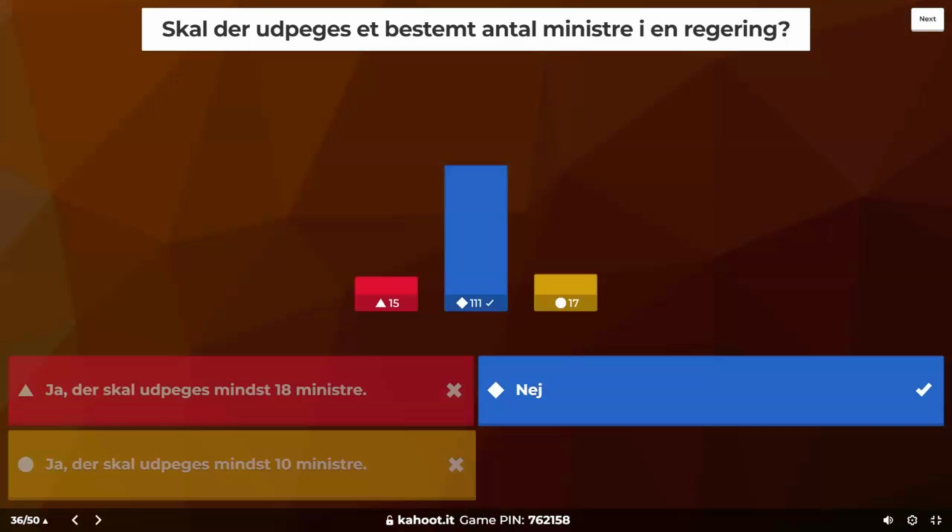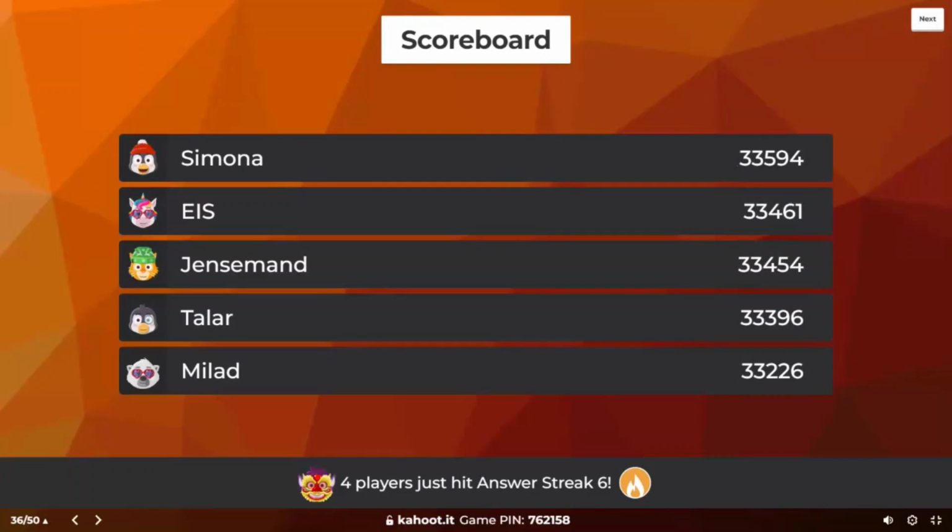The regions. This question was actually one of the earlier questions today. Next one. I think fewer people got it wrong this time, so well done. We have a static top five. Still.